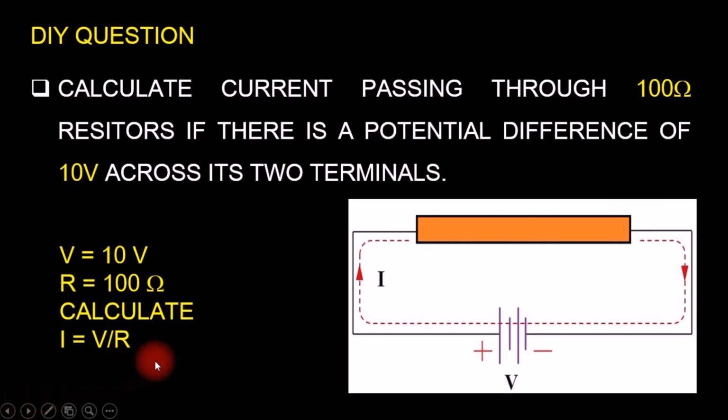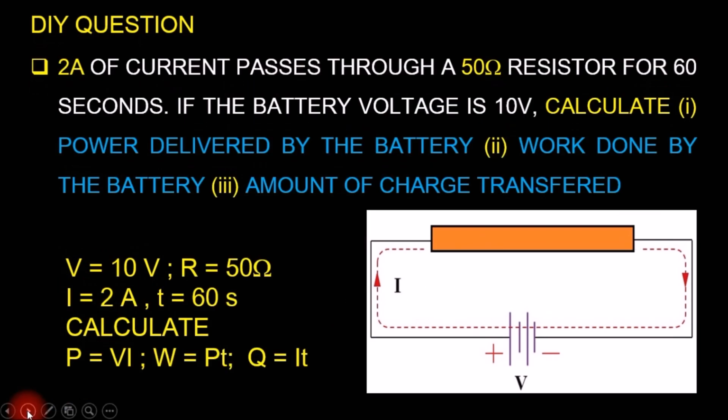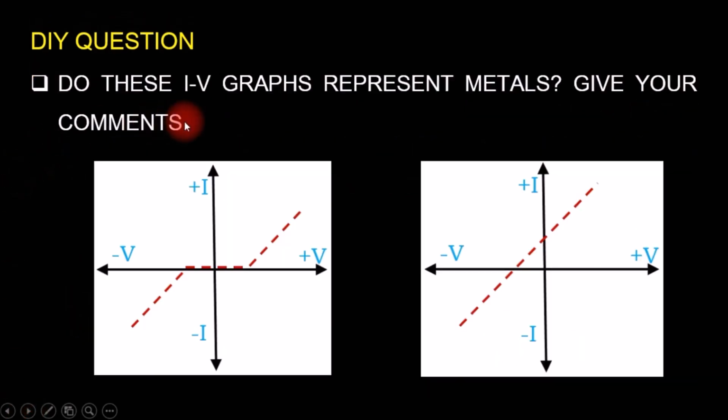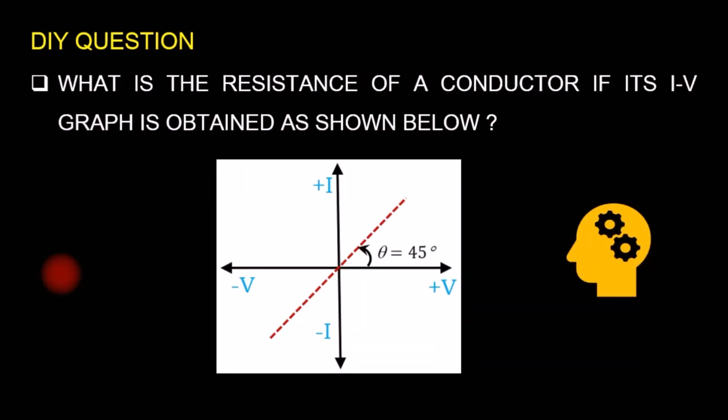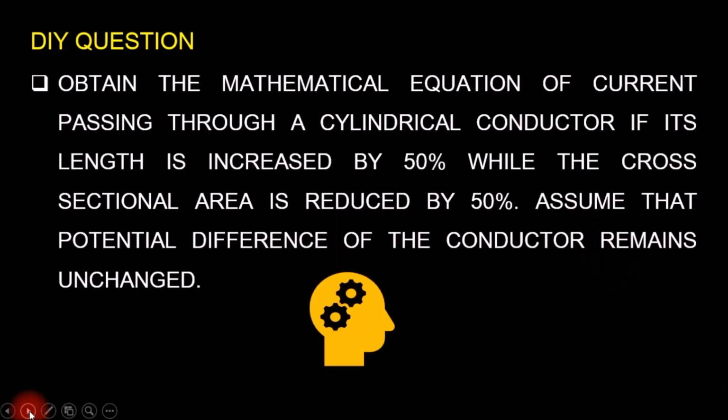2 ampere of current passes through a 50 ohm resistor for 60 seconds. If the battery voltage is 10 volt, calculate power delivered by the battery, work done by the battery, amount of charge transferred. Do these IV graphs represent metals? Give your comment. What is the resistance of a conductor if its IV graph is obtained as shown below? Here the angle of inclination is 45 degree.